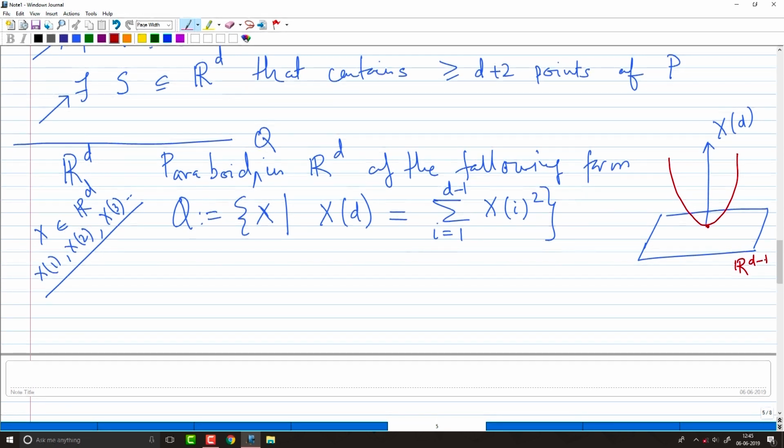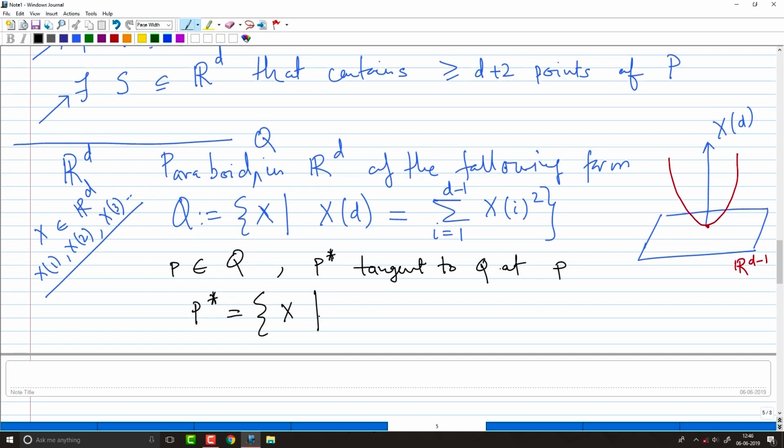Is it okay? So let's take a point P in the paraboloid. We will denote by P star the tangent to the paraboloid Q at P. This is something Arijit and Vishnu derived, right? So what will be the equation of P star? All those x which satisfy the following equation.